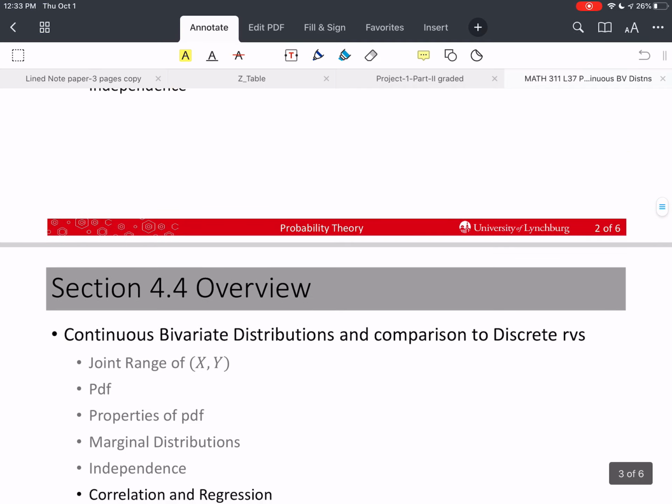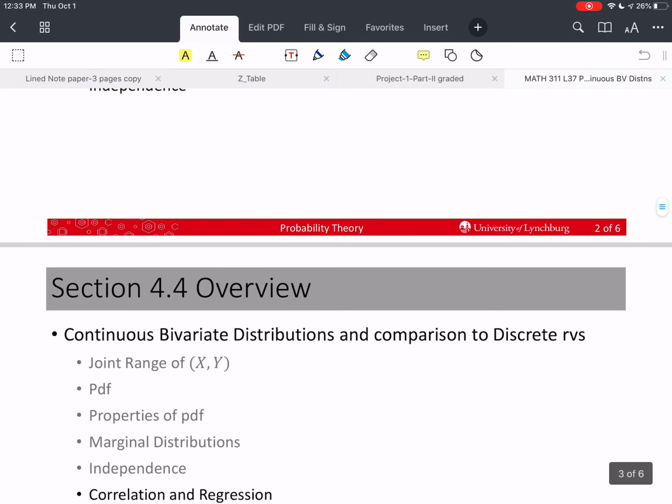As I mentioned last time, the properties for covariance and correlation that apply to the discrete case also apply to the continuous case. The only difference is that our expectations now involve integrals instead of sums. So example 3: let x and y have the joint PDF f(x,y) equals 1, where y is between x and x plus 1, and x is between 0 and 1.